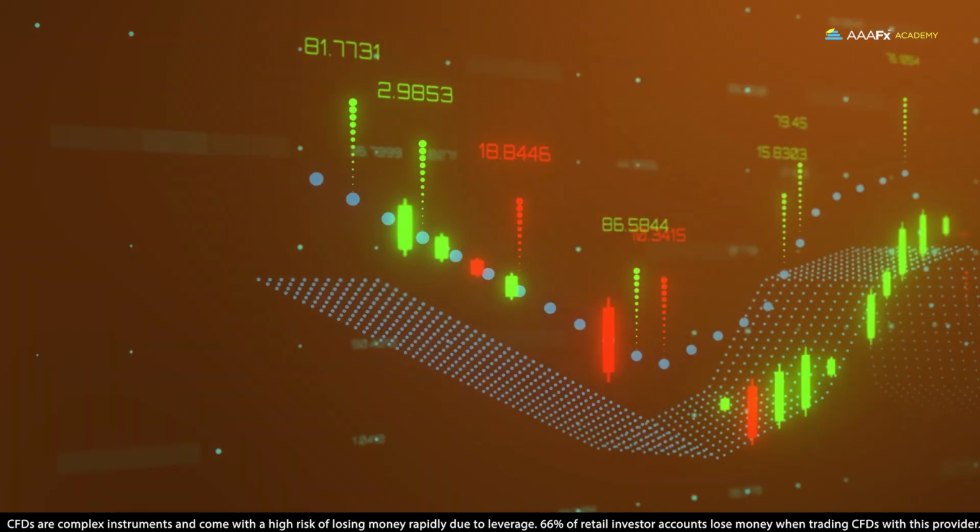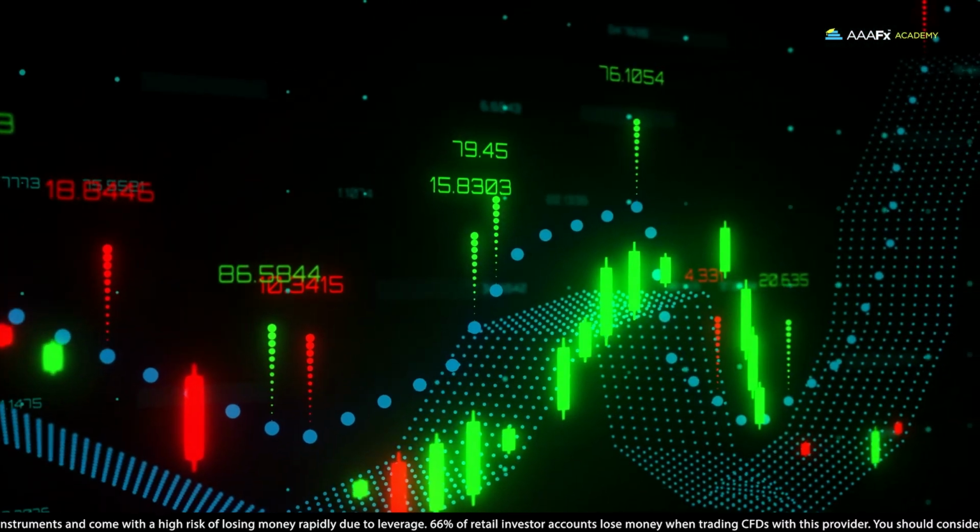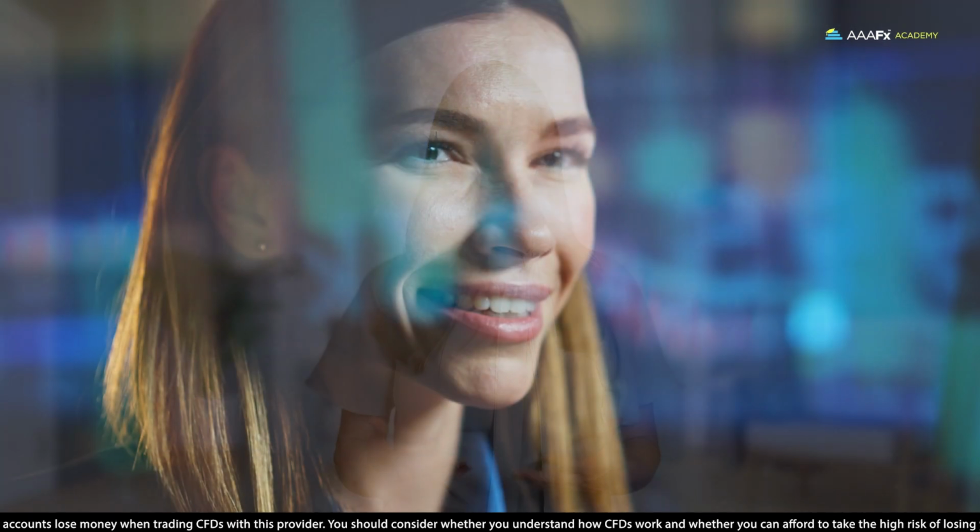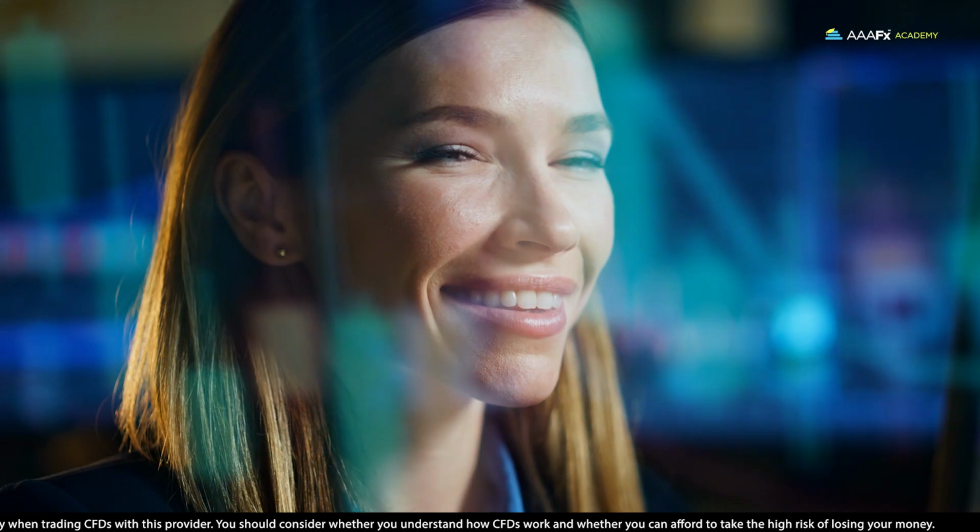Take profit and stop loss levels act like a safety net. They protect your capital by automatically closing positions when the market moves against you, limiting potential losses. In essence, they help you take control of your emotions and make rational trading decisions.